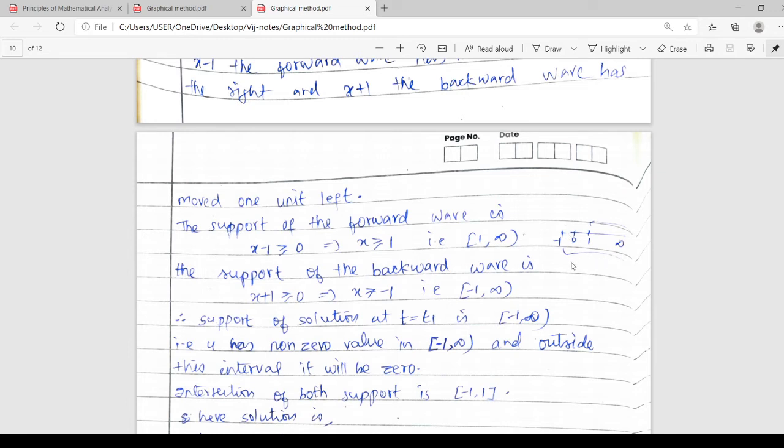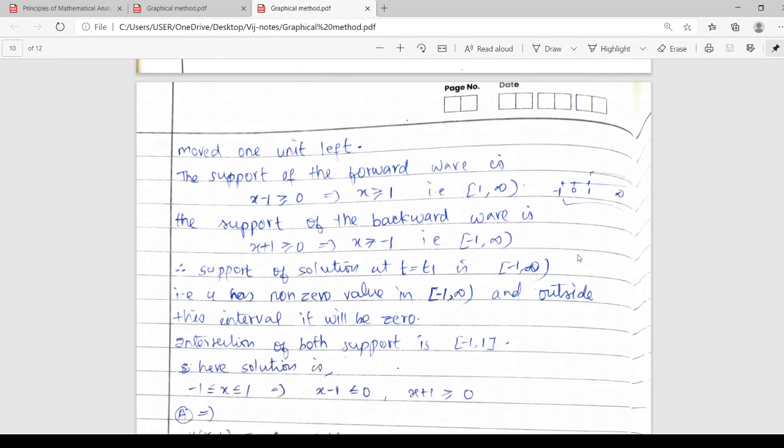So the support of the solution u will be the union of these. And what is the union of these two intervals? It is the closed interval minus 1 to infinity. Also, you can see their intersection is the interval minus 1, 1. u has a non-zero value in minus 1 to infinity. So we conclude that the support is the set of points at which the function has non-zero value. So the support of u is minus 1 to infinity, and u has non-zero value in this interval, and outside it, it is 0.